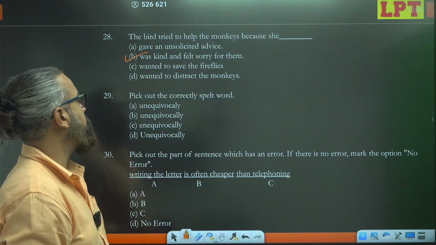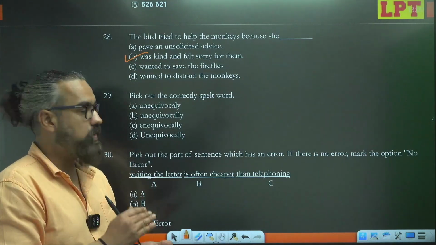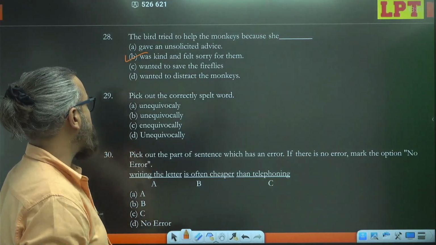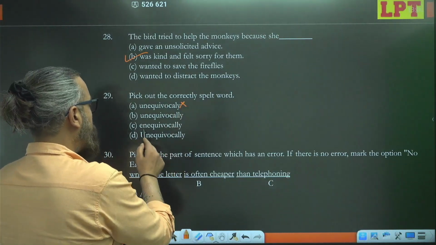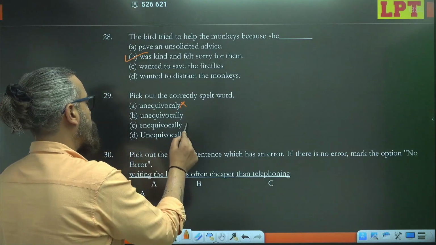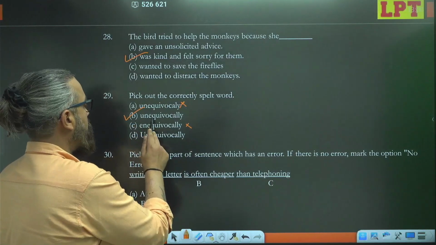Pick out the correctly spelled word. Unequivocally. Unequivocally is without a doubt. It has a double L. This goes out. It is not unequivocally. Has to be option B. Unequivocally.